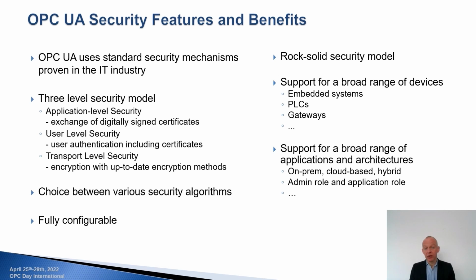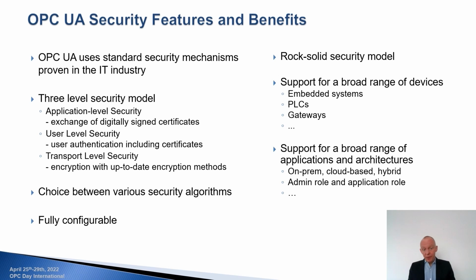There is application-level security using certificates. There is user-level security to ensure authentication of users, here again using certificates. And there is so-called transport-level security, which means that 2 OPC-UA components can encrypt communication. For those of you who know security, we are talking here about X509 certificates and transport layer security standards.